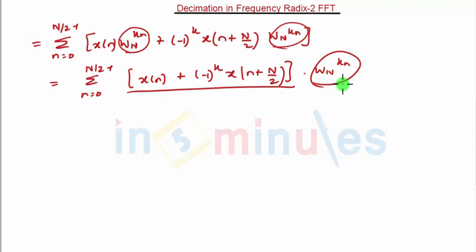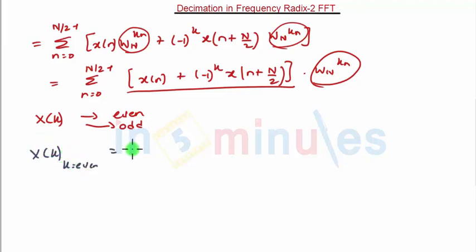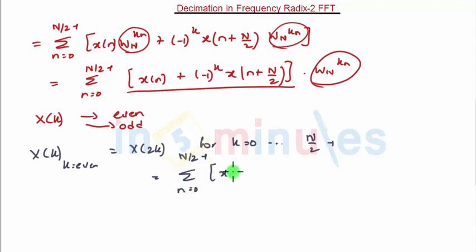Now the next step is we have to split X of k into even and odd terms. So first let us have a look at the even terms. That would give us X of k when k is even, that is X of 2k, for k equal to 0 to N by 2 minus 1. Now you substitute in the normal X of k formula. That would give us summation n equal to 0 to capital N by 2 minus 1 of x of n plus minus 1 raised to 2k x of n plus capital N by 2, that is W_N raised to 2kn.